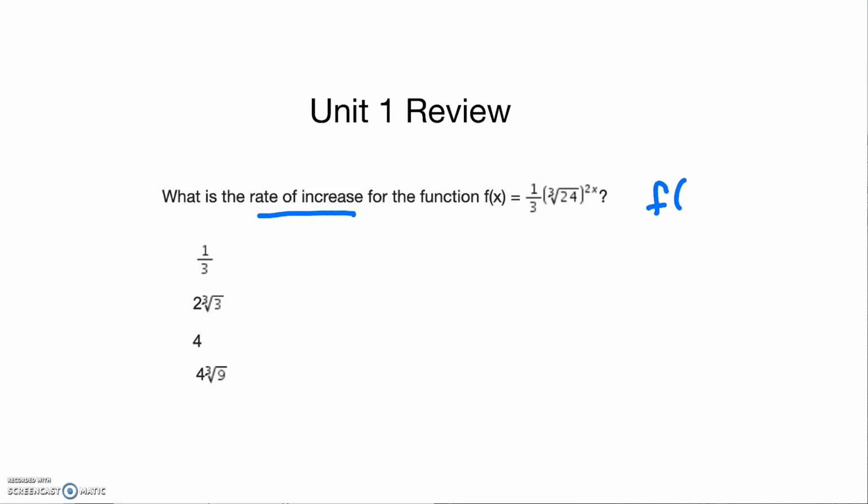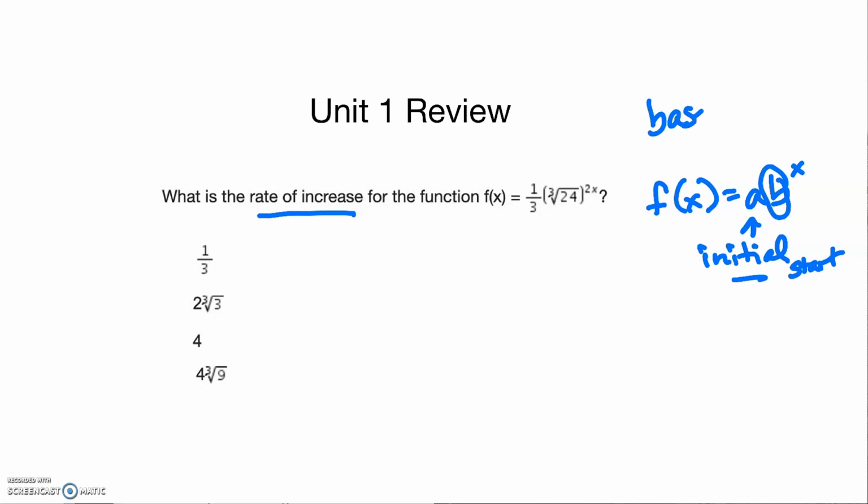Now remember, our function is f of x equals a times b to the x. Here is our initial value. That's just where we start. So if it's initial, that's just a starting point. Our rate of increase is actually going to be our base. So the base is the rate of increase. Now you notice, if I'm looking at this base right here, none of those match my answers.